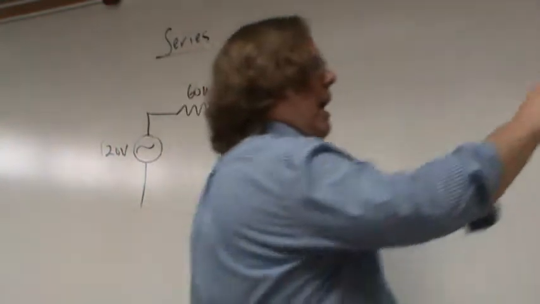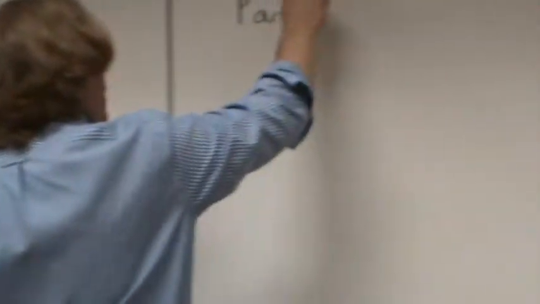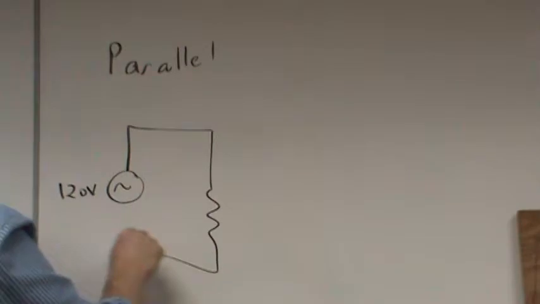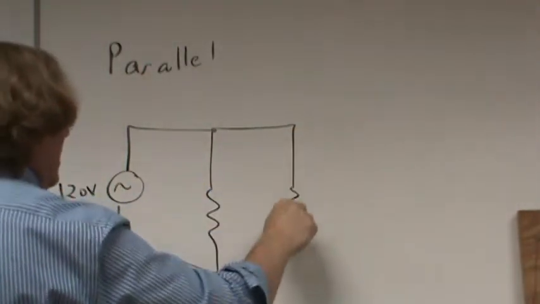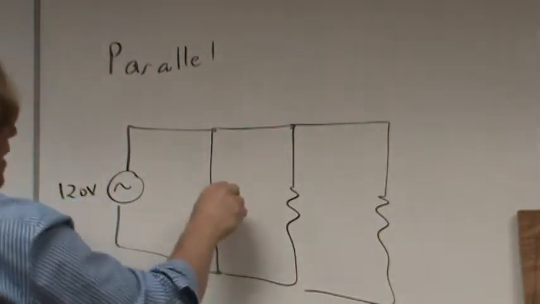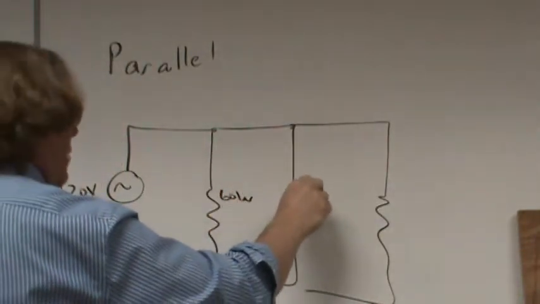I've also got a parallel circuit, a circuit that's hooked up like this. Here's your 120 volt AC source, and I've got one 60-watt light bulb, a second 60-watt light bulb, and a third 60-watt light bulb, all hooked up in parallel with each other.